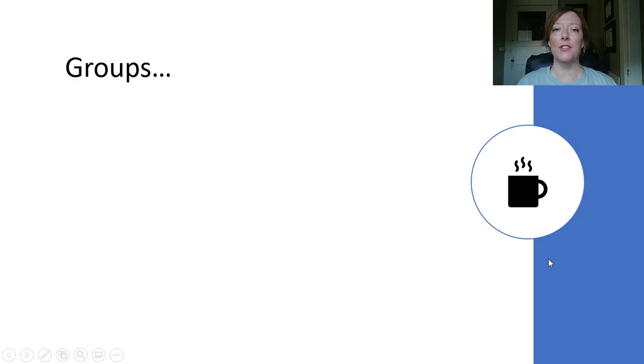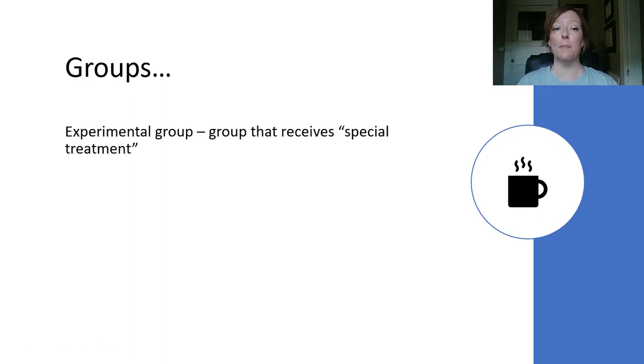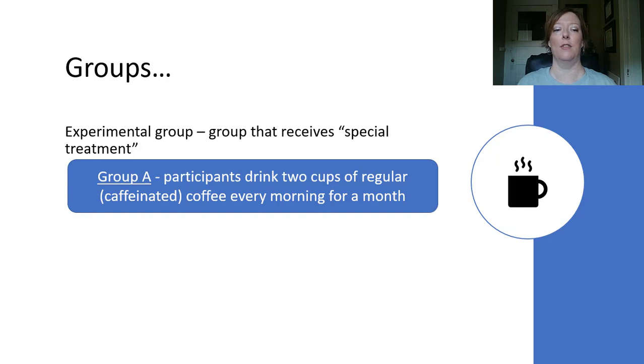All right, so let's go back a step and talk about the different groups. Our experimental group, this is the group that receives the special treatment. I call it the thing. So your experimental group is going to get the thing that you are looking at, to see if it makes a difference, to see if that thing has an effect on a behavior or a mental process. In group A, this is our experimental group. Participants drink 2 cups of regular caffeinated coffee every morning for a month. That is our experimental group. We have randomly assigned half of our sample into the experimental group. They're going to receive the special treatment, the thing.